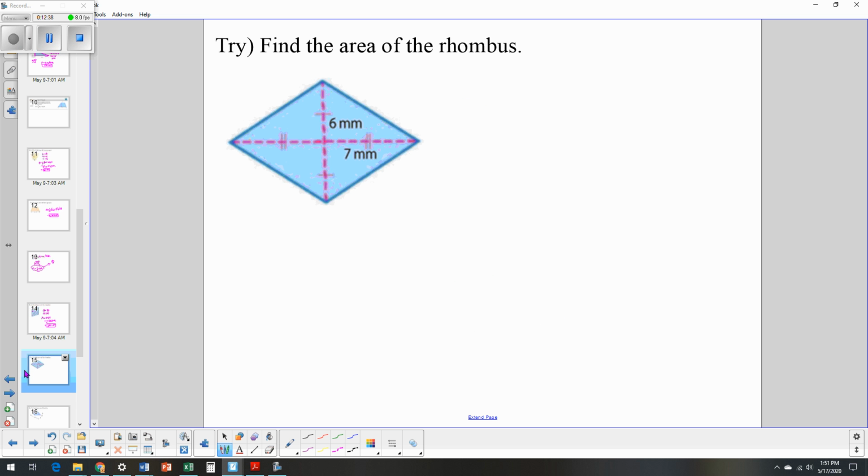All right, you go ahead and try the next one. Find the area of this rhombus. Pause, and when you're ready, come back and check your answer. All right, we should have gotten A equals 84 millimeters squared, right? One diagonal was 6 and 6 or 12. The other was 7 and 7 or 14. So it's 1/2 times 12 times 14.